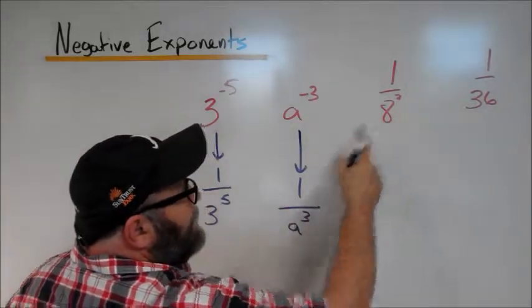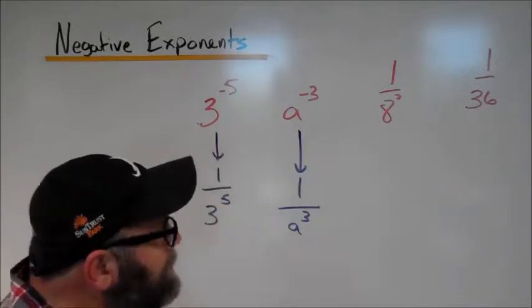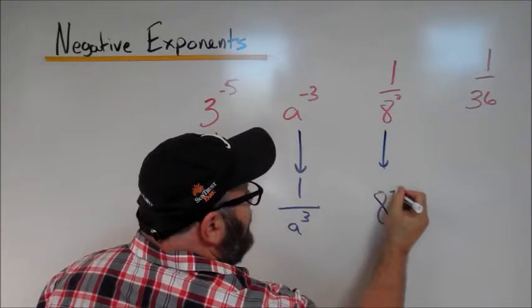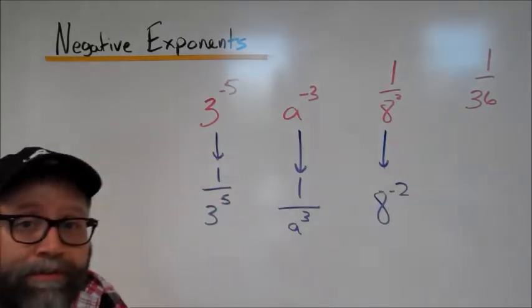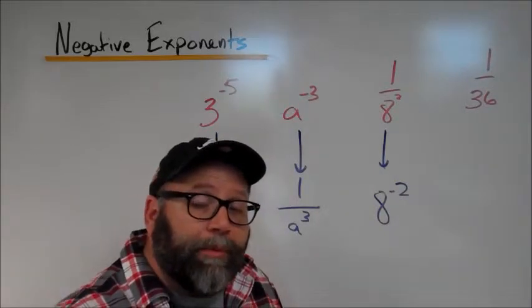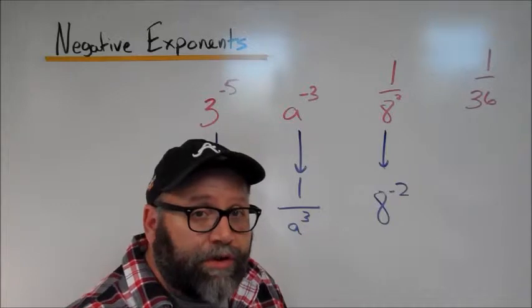8 to the second. All right, so that's 1 over 8 to the second. So now we're going the other direction. So that can also be represented as 8 to the negative second. And 1 over 36. Now here's where we got to take another step. So is there some number multiplied by itself that will give us 36?